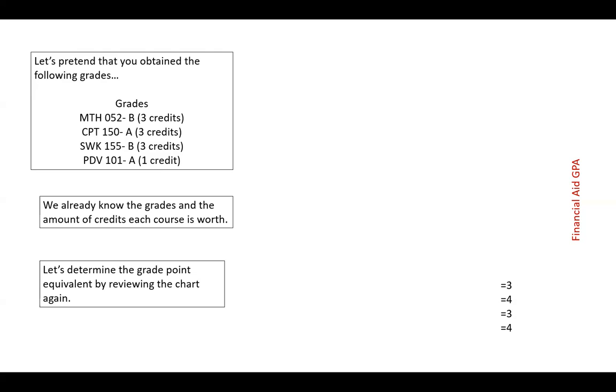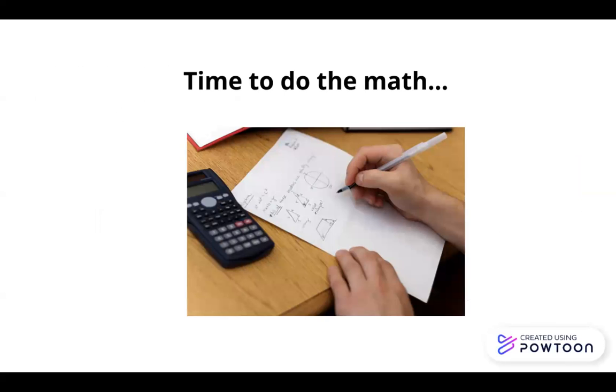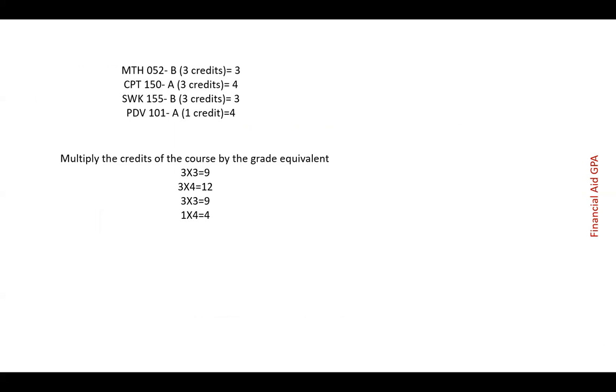So let's look at that chart again. Here we are. So the grade equivalent for math, since you got a B in that class, it's going to be 3 points. Computer, you got an A, that's going to be 4 points. Social work, you got a B, another 3 points. And PDV, you got an A, and that's another 4 points. Now, it's time to do the math. Again, here's our classes, the grades, the credits, and the grade point equivalent.